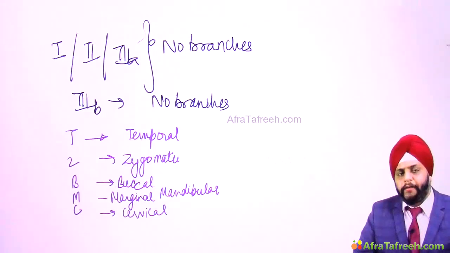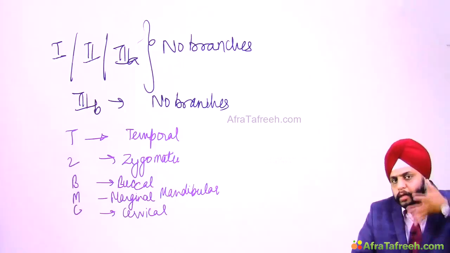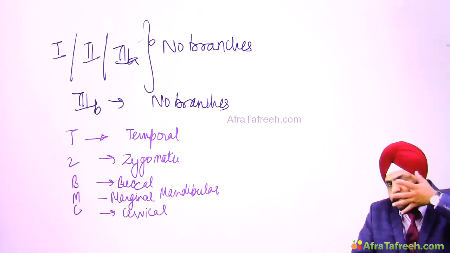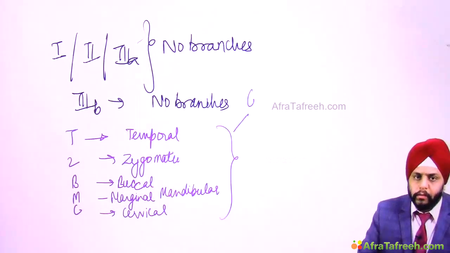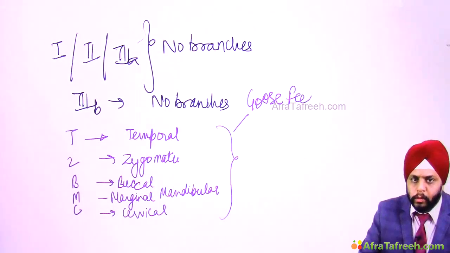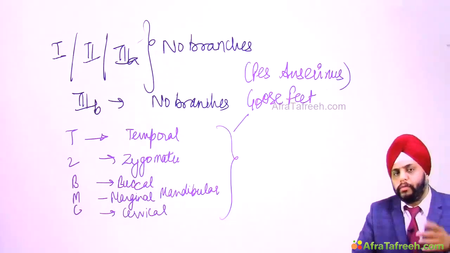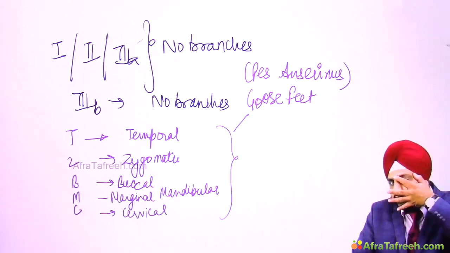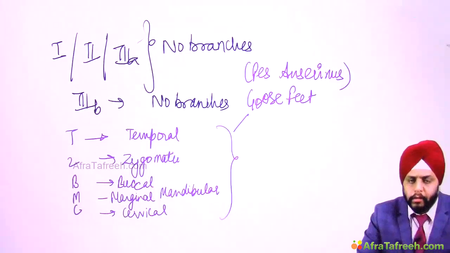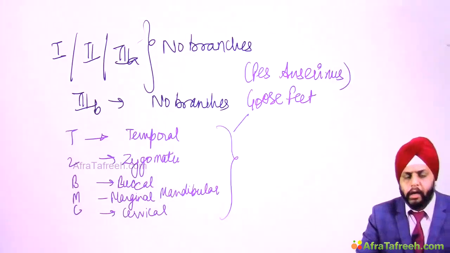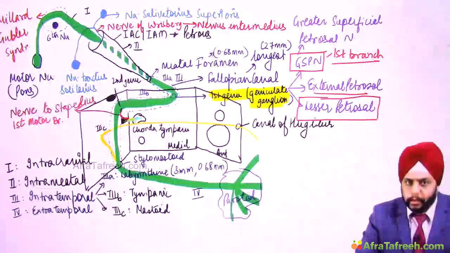All right, now these 5 terminal branches of the facial nerve, they cover the face like this. So this is known as goose feet, pes anserinus. Okay, this is known as goose feet or pes anserinus. They cover the face like this, right? So these are the branches of the facial nerve. All right, so this is the anatomy of branches of the facial nerve.